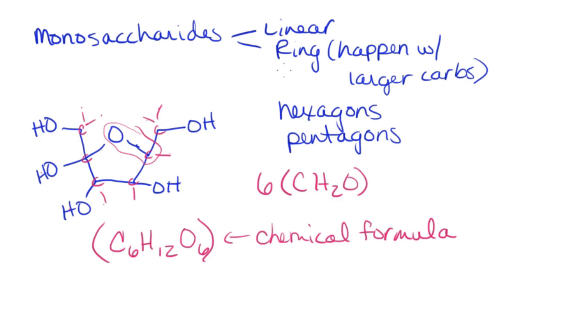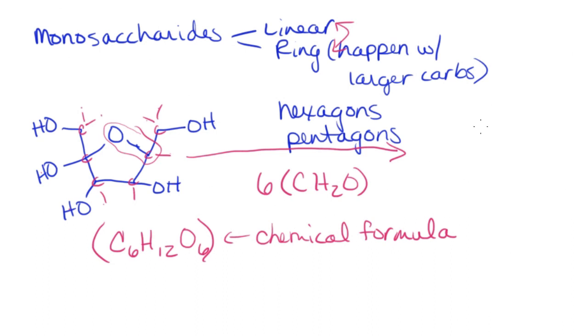So these structures, this linear form and the ring form, these are actually kind of continuously flipping back and forth between each other for these larger ones, the ones that have 6 carbons or 7 carbons to them. So this molecule right here might be in a ring form for just a moment in time, and then it may flip to form the linear form of it.